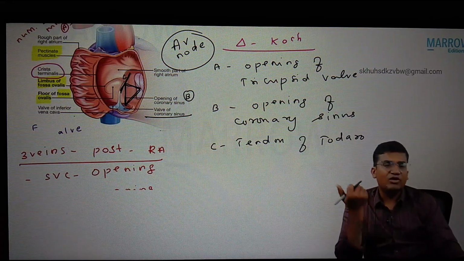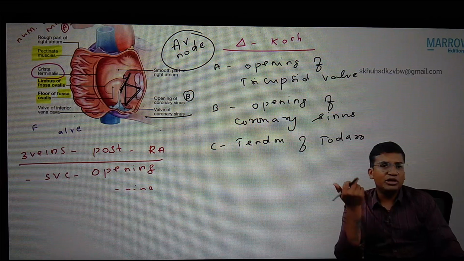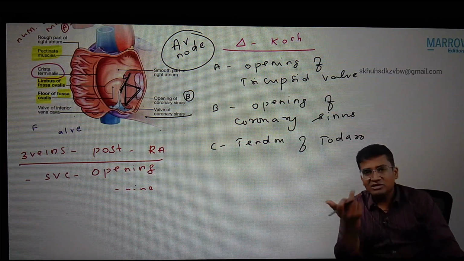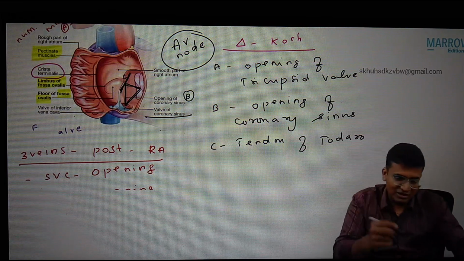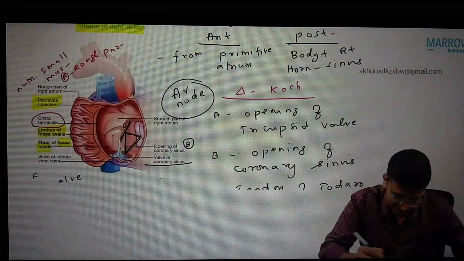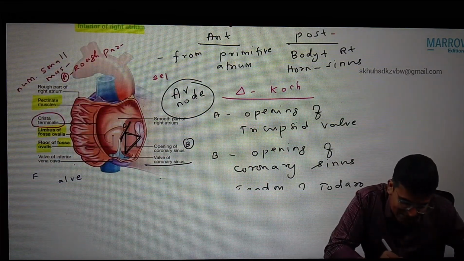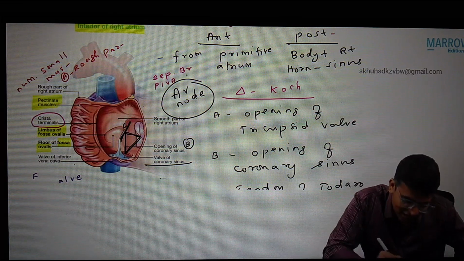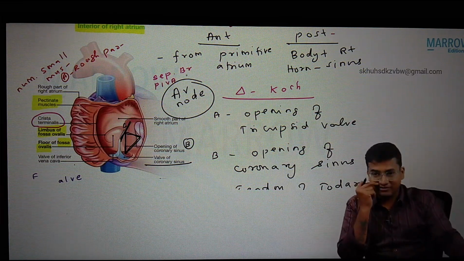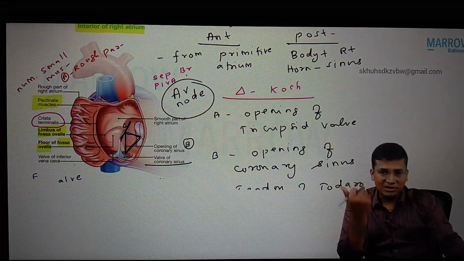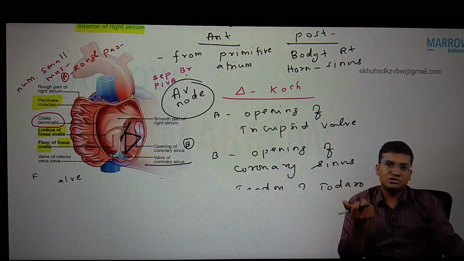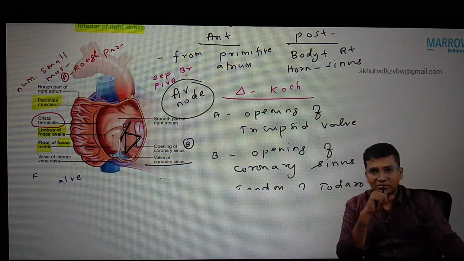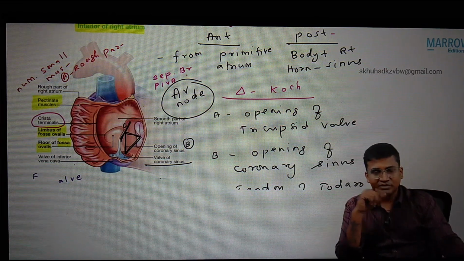So, what is the blood supply of the triangle of Koch? I told you, the AV node is present inside the triangle of Koch. So, the AV node is supplied by? Very good. The AV node is supplied by the septal branch of the posterior interventricular artery. So, the septal branch of the posterior interventricular artery supplies the triangle of Koch. Clear? Right. And by this, we are completing the right atrium.